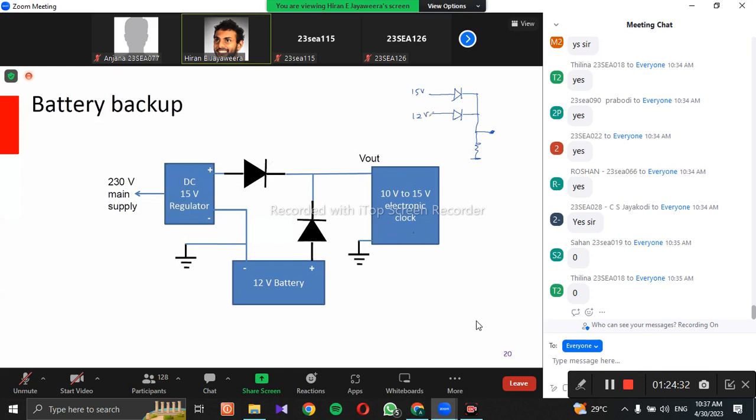So let me explain this one. Here what you have is a wall clock, which is capable of running by supplying any voltage between 10 to 15 volts. And then here you have a car battery. So this is the positive terminal and negative terminal. And here you have a 230 volts AC to 15 volt DC converter. Whenever the main supply is present, you are getting 15 volts here. Right? Now, let's say we have the main supply. What is the biasing situation of D1 diode?